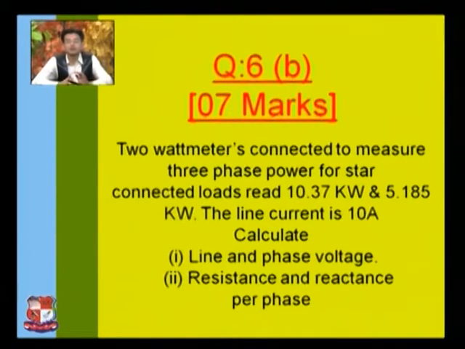Okay, now the next question is question number 6b. It is also asked as a 7 marks question, where 2 wattmeters are connected and you have to measure the power for the star connected load, which read 10.37 kilowatt and 5.185 kilowatt. The line current is 10 ampere. You have to calculate the line and phase voltage and the resistance and the reactance per phase, right?